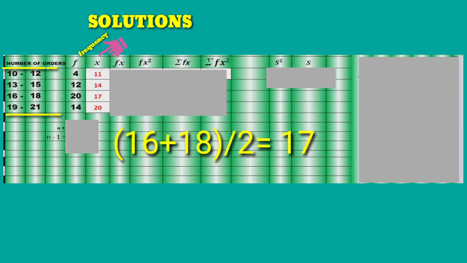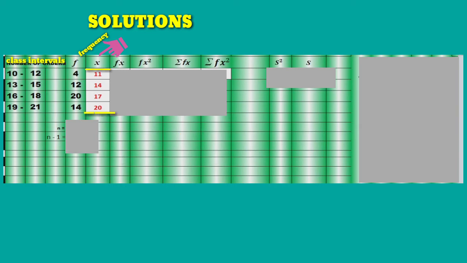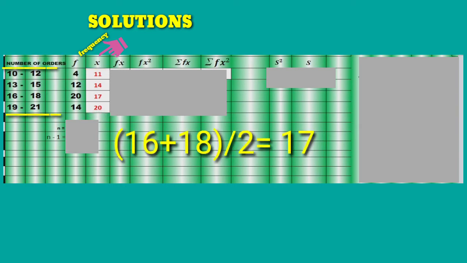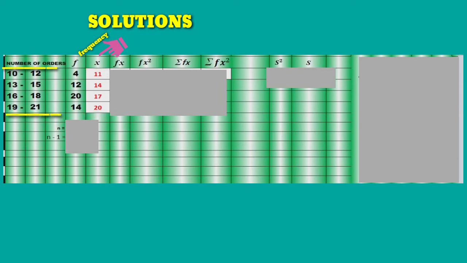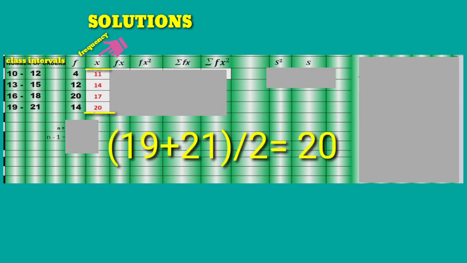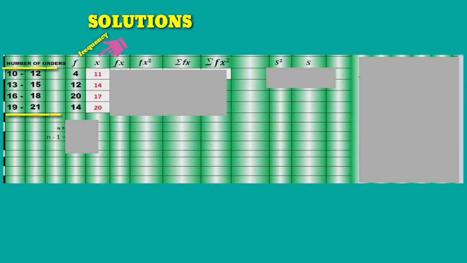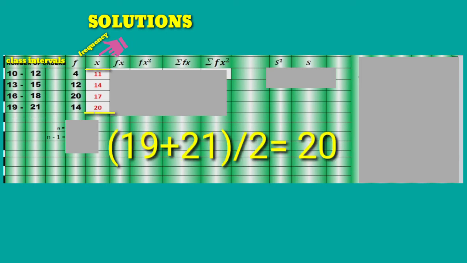How did we get 17? Just add 16 plus 18, that is equivalent to 34. 34 divided by 2 is equal to 17. Next, how did we get 20? Add 19 plus 21, and that equals 40. 40 divided by 2 is 20.